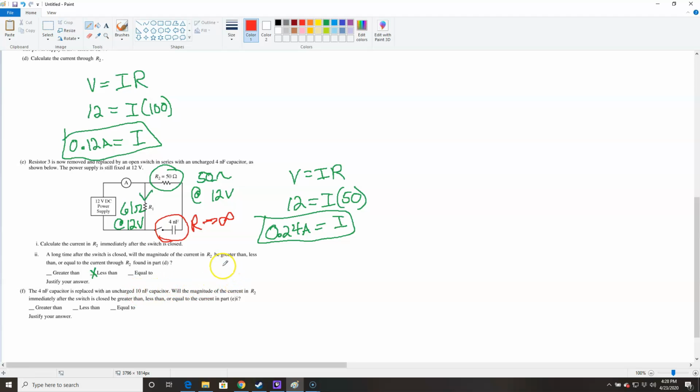Will the magnitude of current in R2 immediately after the switch is closed be greater than, less than, or equal to? It's going to be equal to, because even if this was 10 nanofarads, the initial resistance of it would be 0.